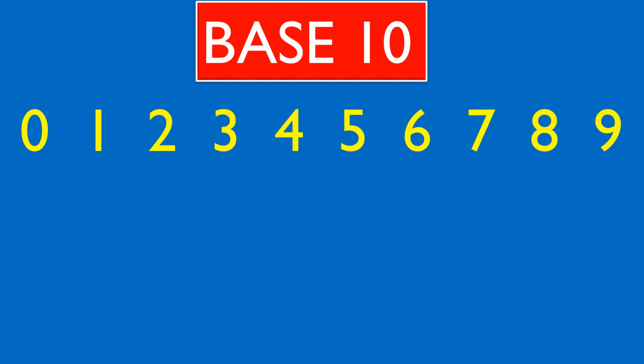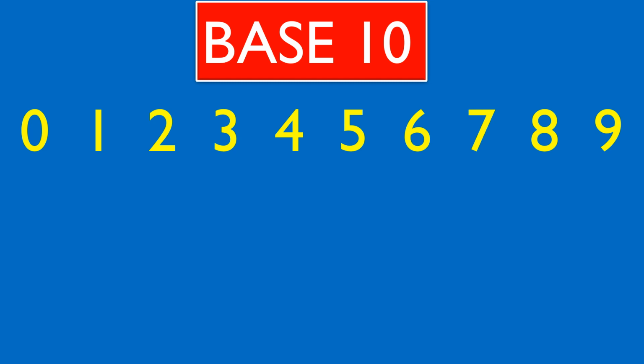And as we can see, funny enough, the number 10 in the base 10 number system is actually 1, remainder 0. If you have a number 20, it's actually 2, remainder 0.